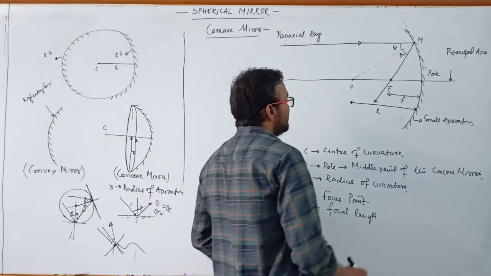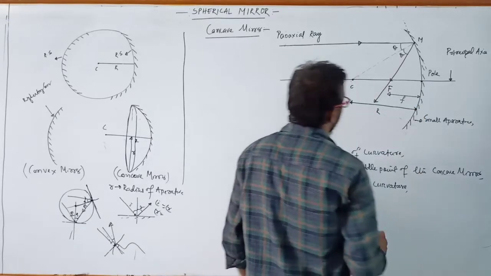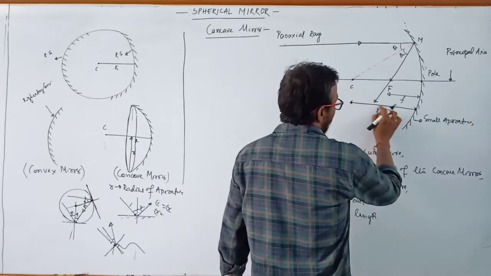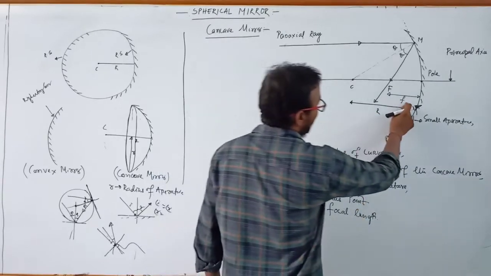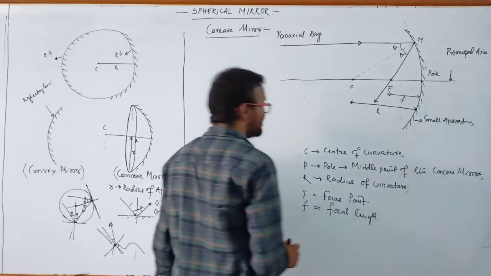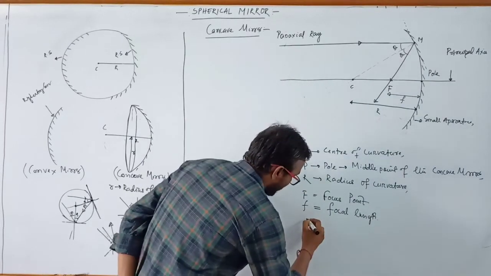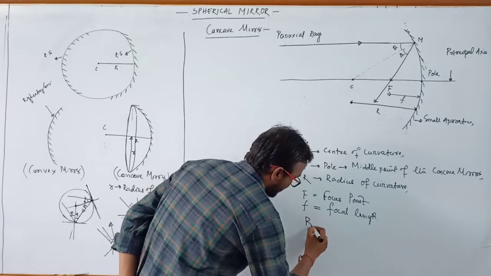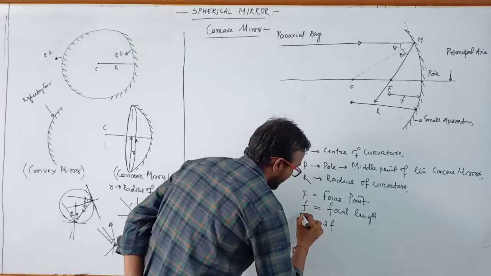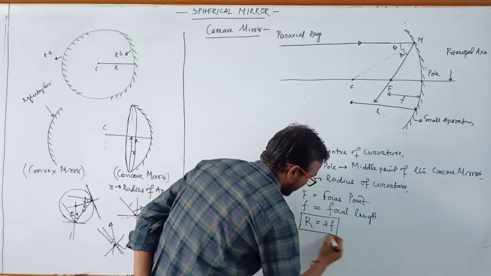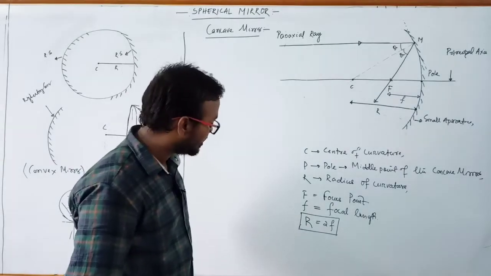Clear? We don't need any proof, but we have to remember one thing. What is r here? Radius of curvature. And what is small f? That is the focal length of the spherical mirror or concave mirror. We have to remember that the radius of curvature r is 2 times the focal length of the concave mirror, and this is valid for a convex mirror too.